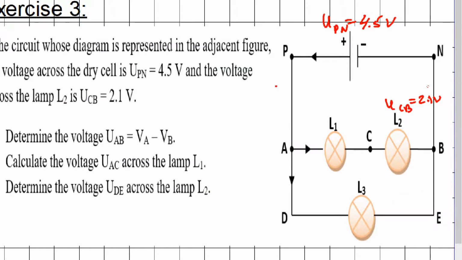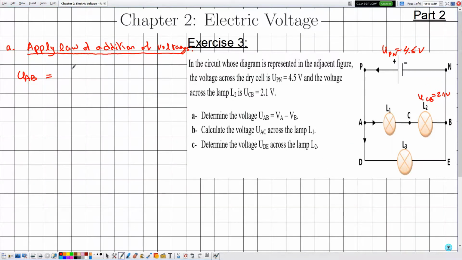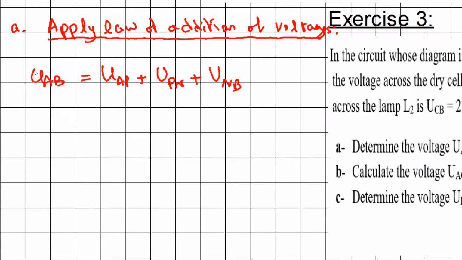So from A we'll go to the point P, from P we'll go to the point N, and N back to B. So UAP plus UPN plus UNB. Notice that we have started with A on both sides and we have ended with B, and each letter we have inserted it twice.